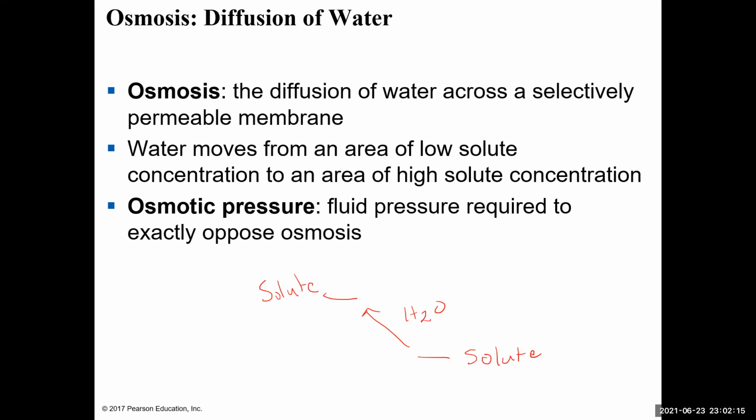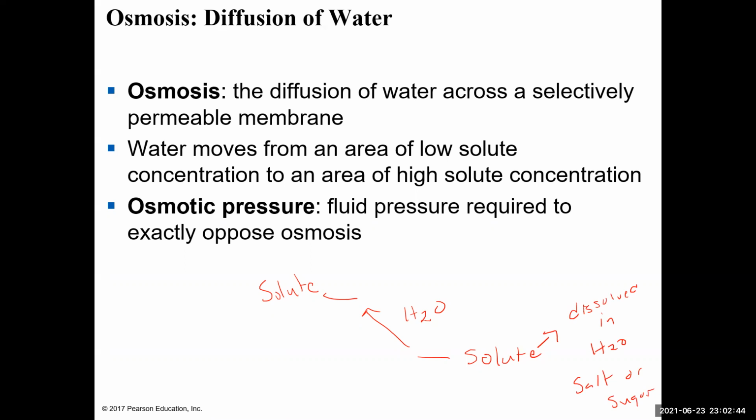We're not saying water goes from a low water concentration to a high water concentration. It goes from low solute concentration to high solute concentration. And remember from chemistry, solute is what is dissolved in the water, right? So this could be something like salt or sugar.